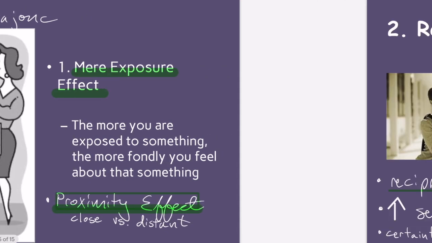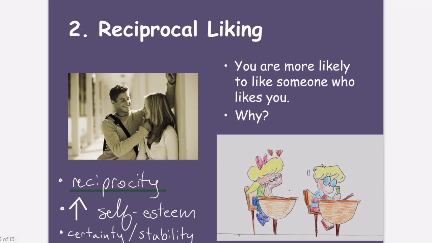Another theory under the factors of attraction is reciprocal liking. What does reciprocal mean? If you reciprocate something, what does that mean? To return something. So you are more likely to like somebody who likes you. So if they like you, then you're more likely to like them. Why do we have this factor of reciprocity? Because it boosts our self-esteem. It's nice to be wanted. We don't like uncertainty. We like stability.